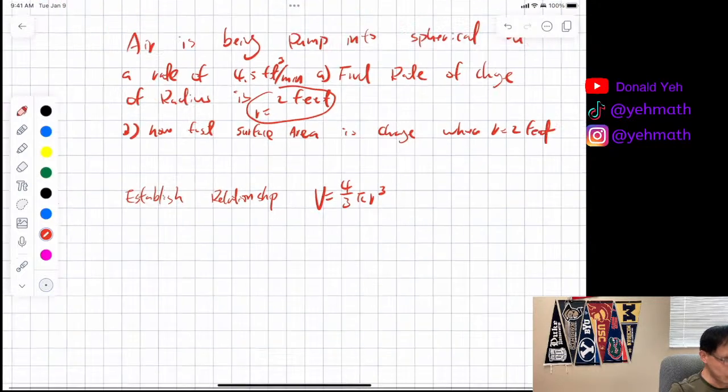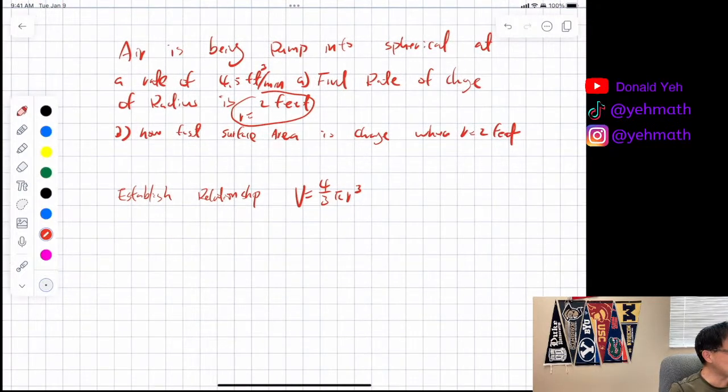All right, so first of all, establish a relationship. The relationship has to help you solve the problem, and then you have to figure out what you know. So what's the 4.5? Shut the hell up, David. Thank you. So 4.5 cubic feet per minute, what does that equal to? It equals dV/dt. That's how fast the volume is changing.